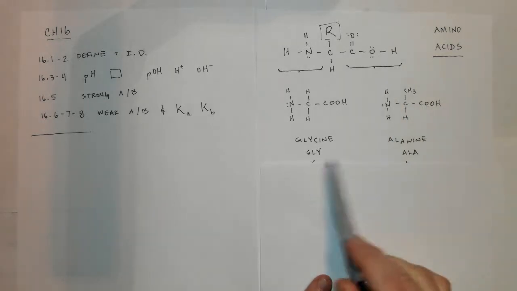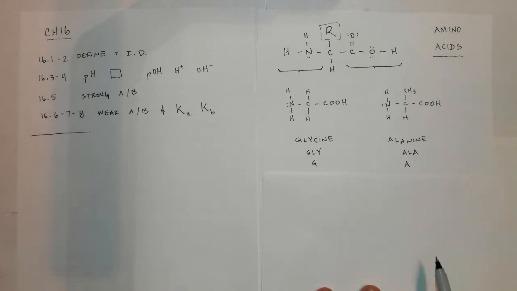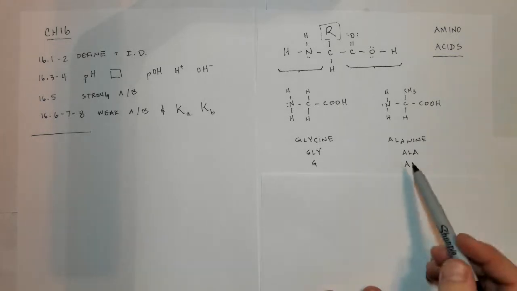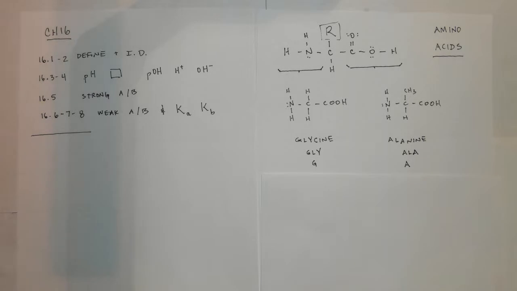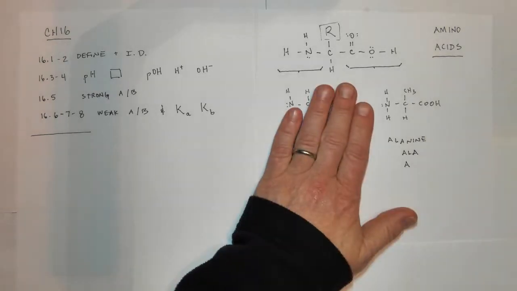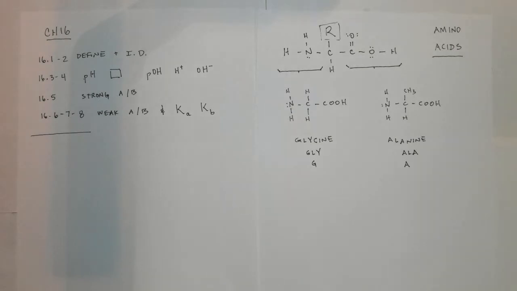And these are symbolized by some letters, sometimes just by a single letter, and then those of course go together in a pattern, and those are what make up protein. These are the types of things we're going to learn about and be able to identify throughout Chapter 16.